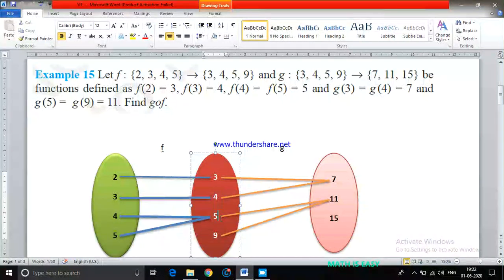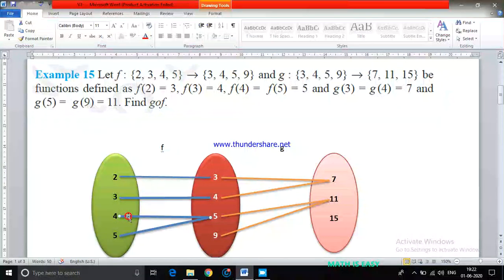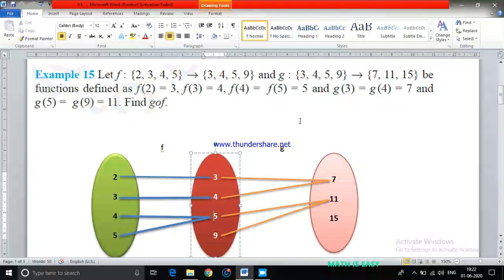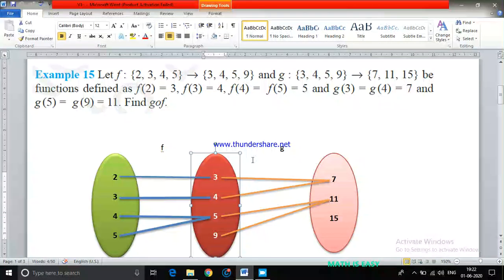Okay. Then f of 4 and f of 5, both values are 5 only. So 4 is also mapping to 5 and 5 is also mapping to 5. Now g is a function from {3, 4, 5, 9} to {7, 11, 15}. So {3, 4, 5, 9} is the domain. As I said, this green circle is the domain of f, and this is the codomain of f. The codomain of f is the domain of g.